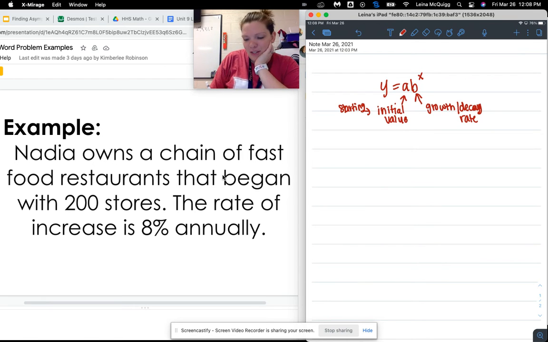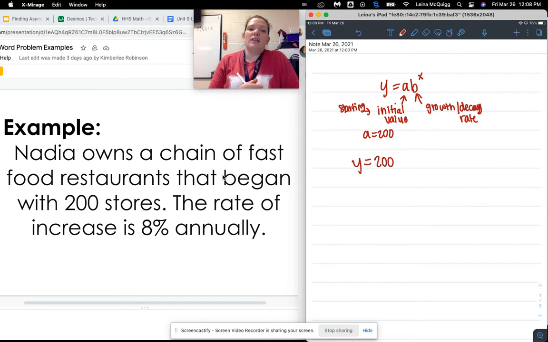So when we write the equation for this example with Nadia, her initial value, what did she start with? Well, in this case, she owns fast food restaurants. She had 200 stores, so the starting value is 200 stores. A equals 200 because that's how many stores I started with.